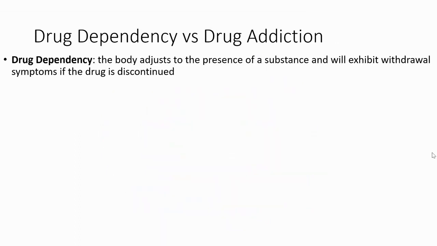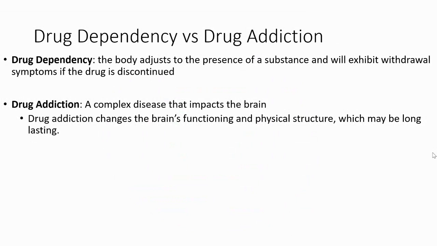So we look at drug dependency versus drug addiction. Drug dependency is where your body adjusts to the presence of a substance and will show withdrawal symptoms if the drug is discontinued. With continual use of a drug, your body gets used to the presence of the drug and will adjust accordingly. Addiction, on the other hand, is a complex disease that impacts the brain. Drug addiction changes the brain's functioning and physical structure, which may be long-lasting.